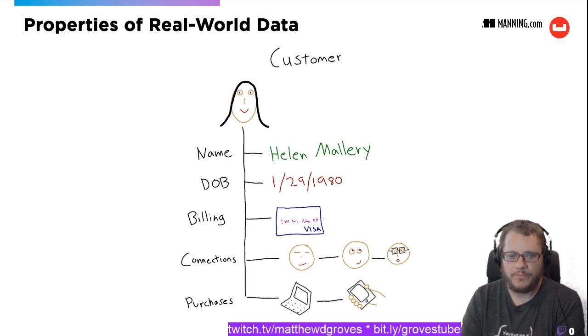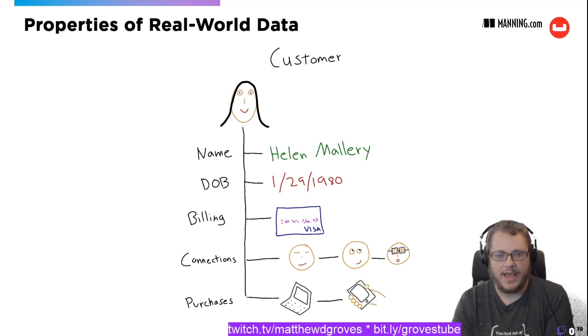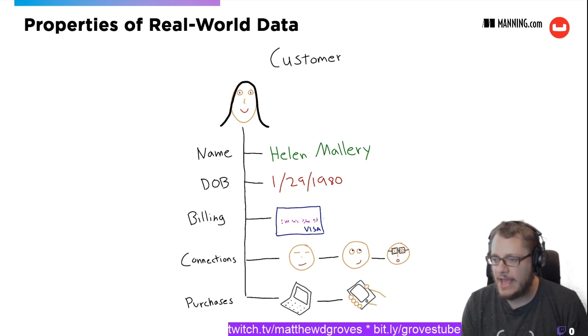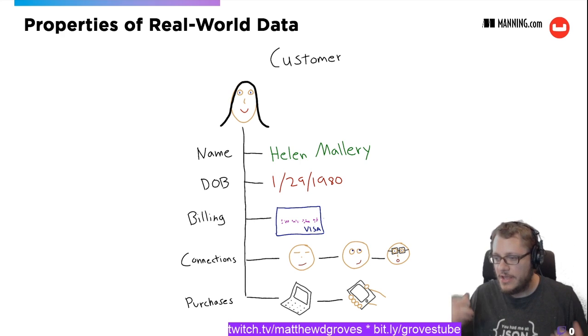There's a value evolution. So as Helen makes more purchases, we're going to add more items to her purchases data there.